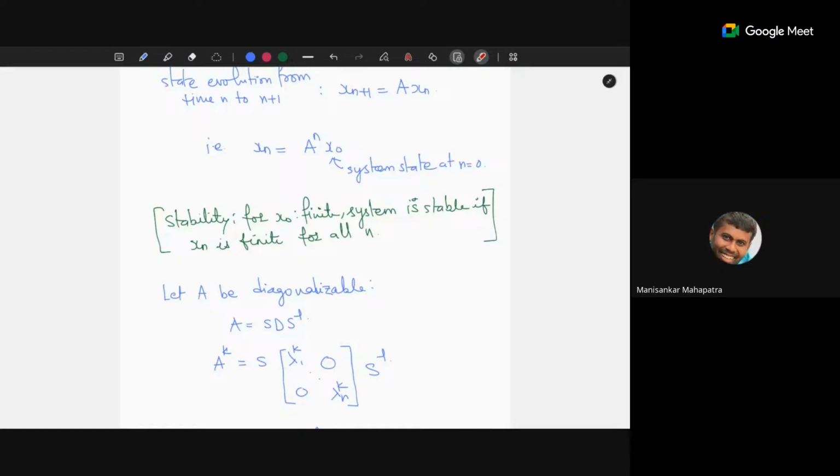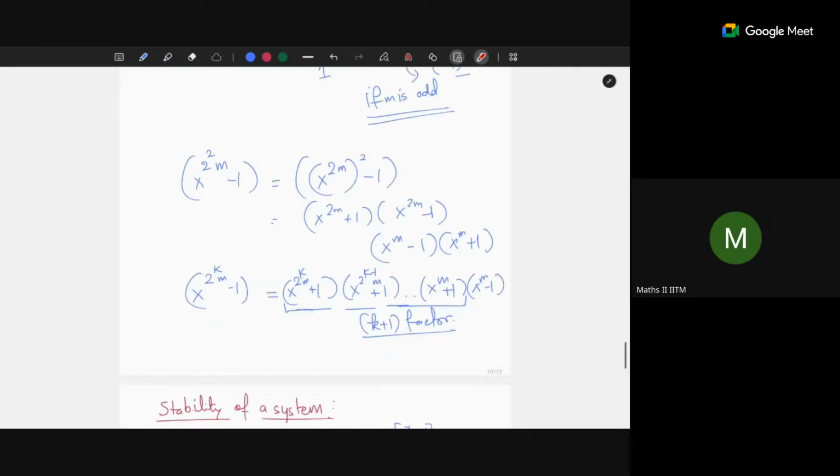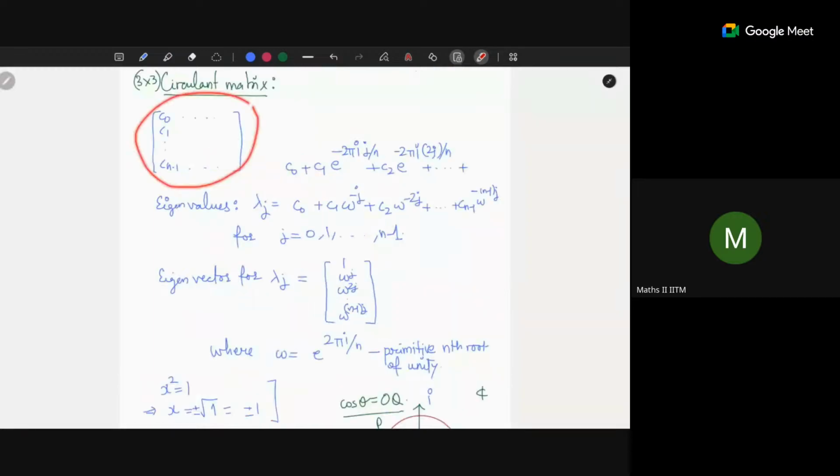Sir, please shed some more light on circulant matrices and the related basis. Actually, it's not very clear to me. Yeah, what is your doubt? Whenever you have a circulant matrix, the eigenvalues are of this type, and the eigenvectors will be of this type, corresponding to each eigenvalue. And what is this omega? Omega is this complex number, which is 2 pi i by n.